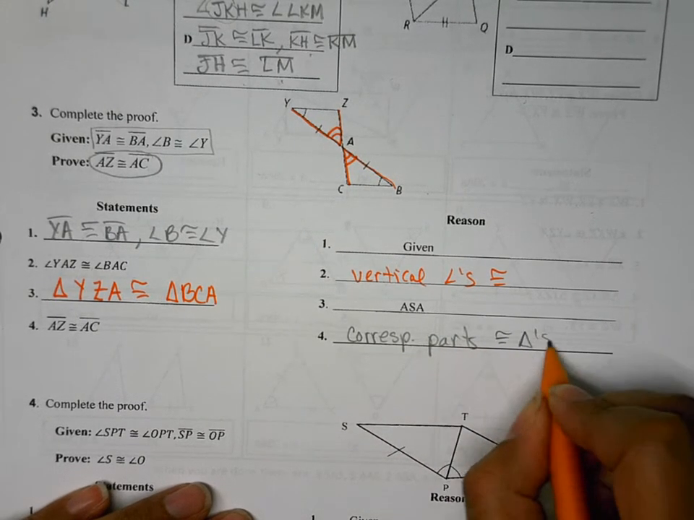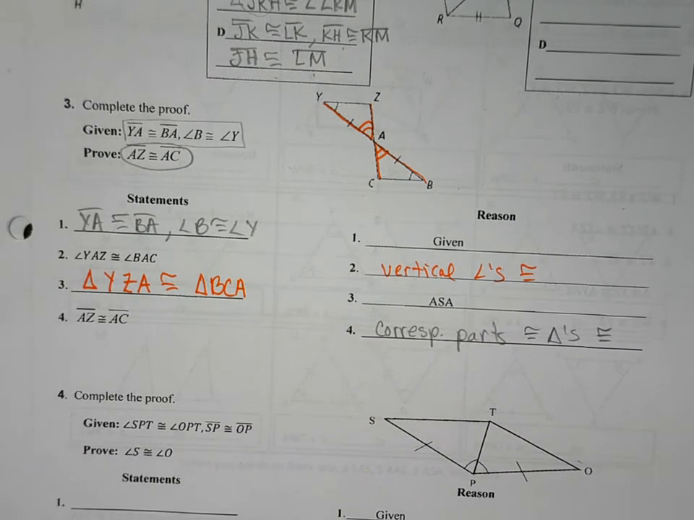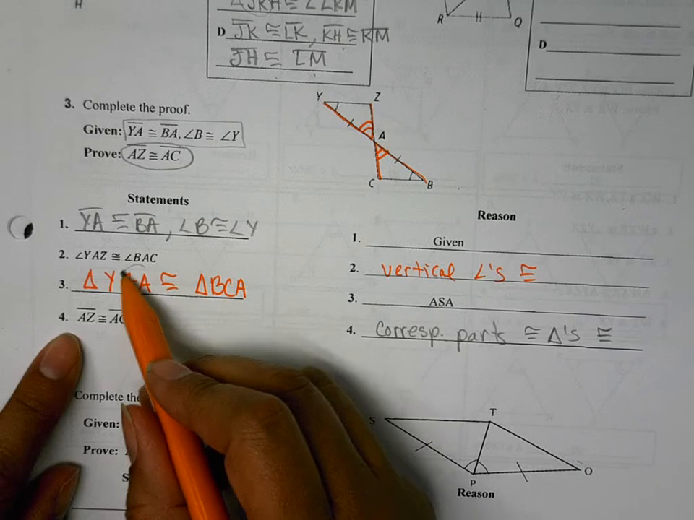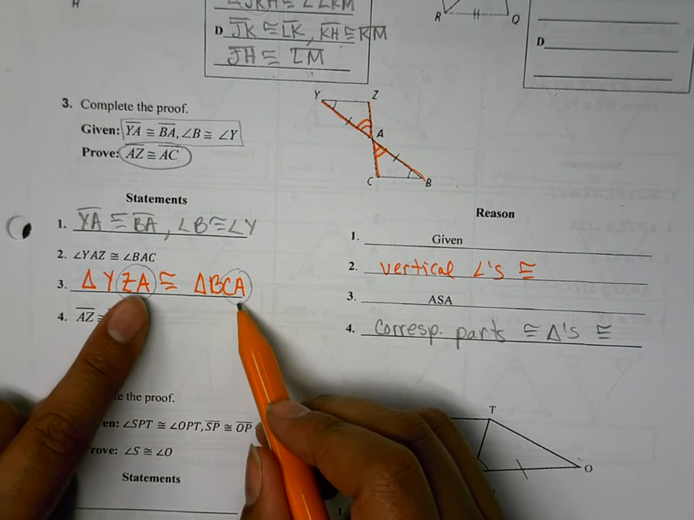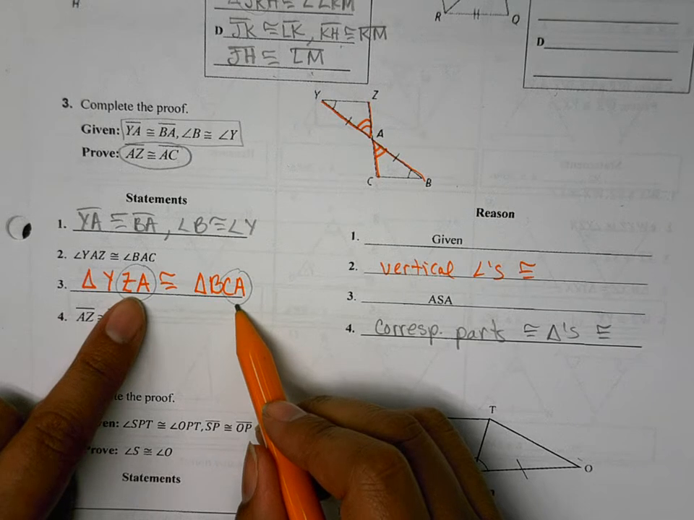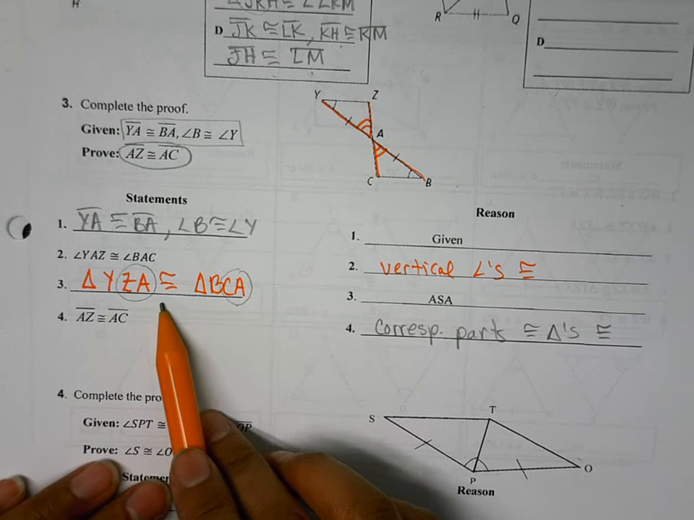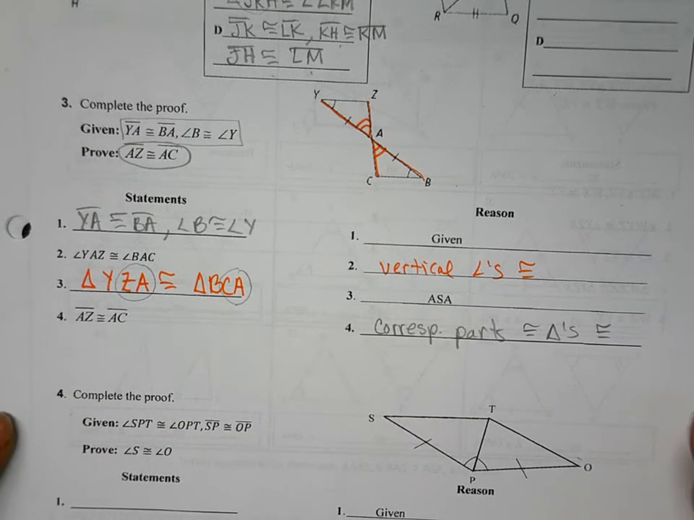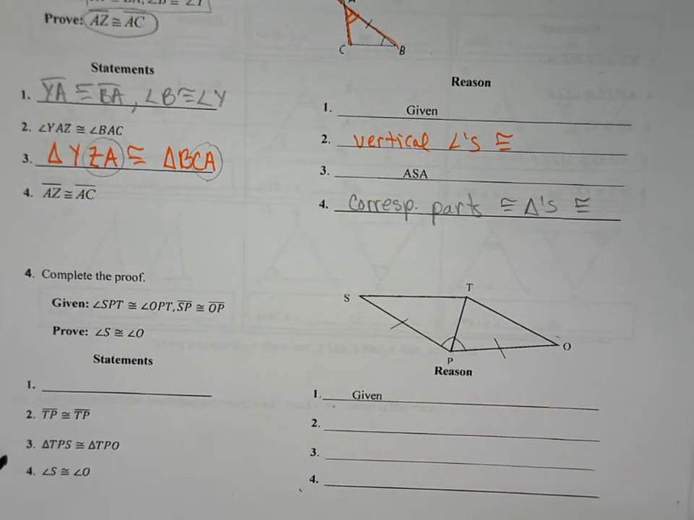Good job. Corresponding parts of congruent triangles are congruent. And we're done with the proof. Again, why am I allowed to say that AZ is the last two, is congruent to AC, which is also the last two? Why am I allowed to say those two corresponding sides are congruent? Because I proved, yeah, they're on the same side. I proved that the two triangles were congruent first. Questions? All right. Let's go to the next one.